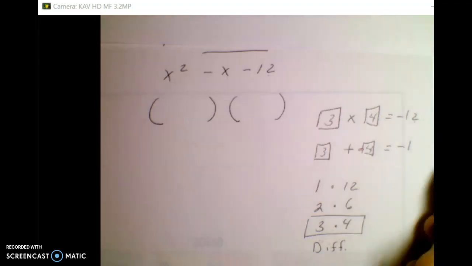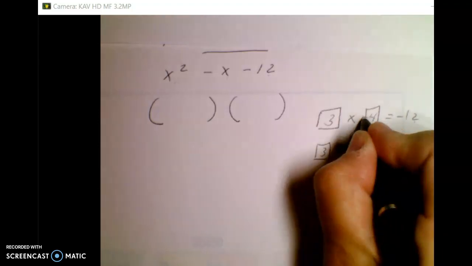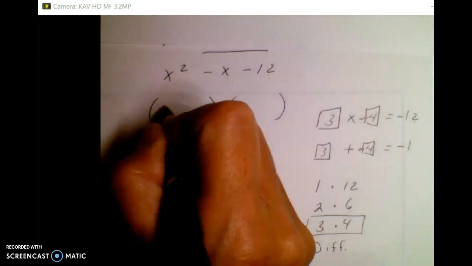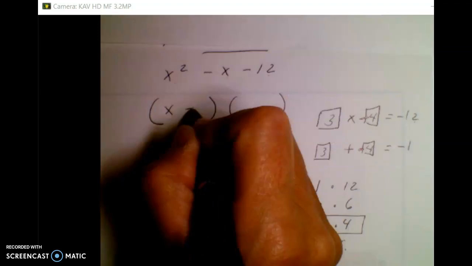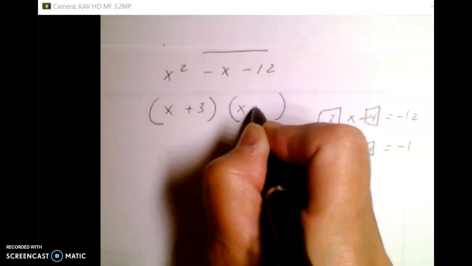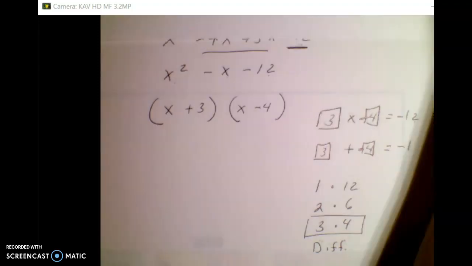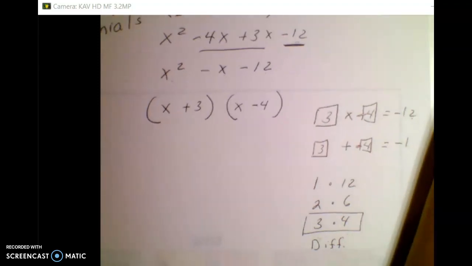3 plus -4 is -1. So then we'll make that the negative. So I come over here and I'm going to fill that in. 3, positive, -4. And I just factored this and ended up with that.